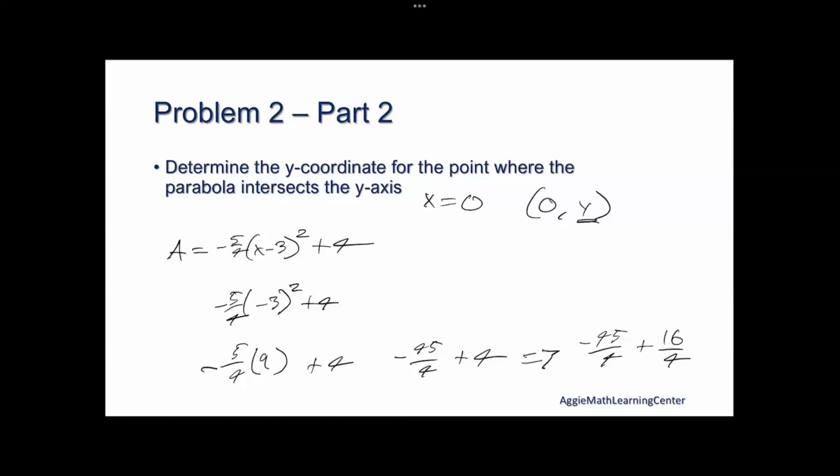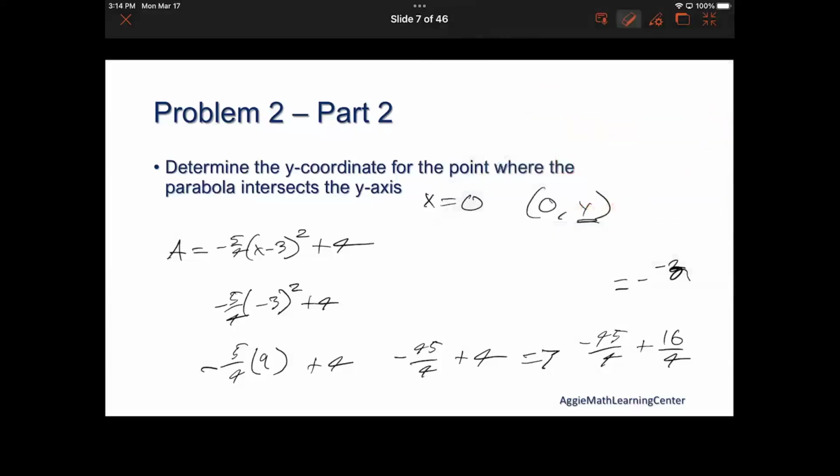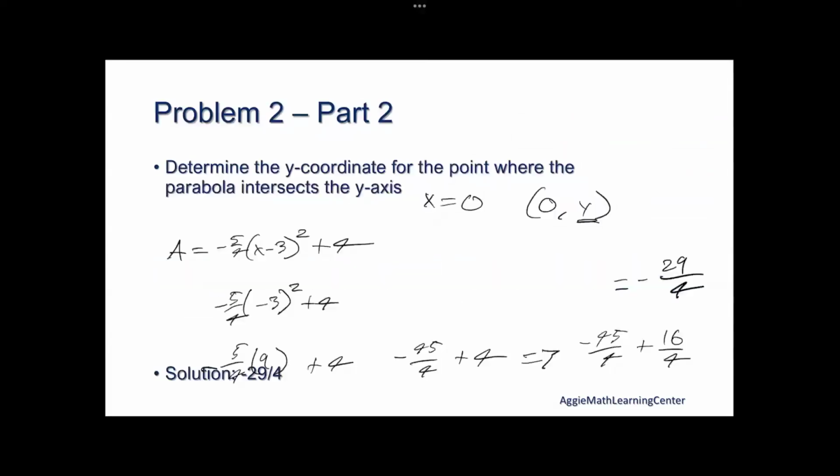And then we just simplify, leaving us with negative 29 fourths. Oops, a little bit too fast. Any questions with that bit?